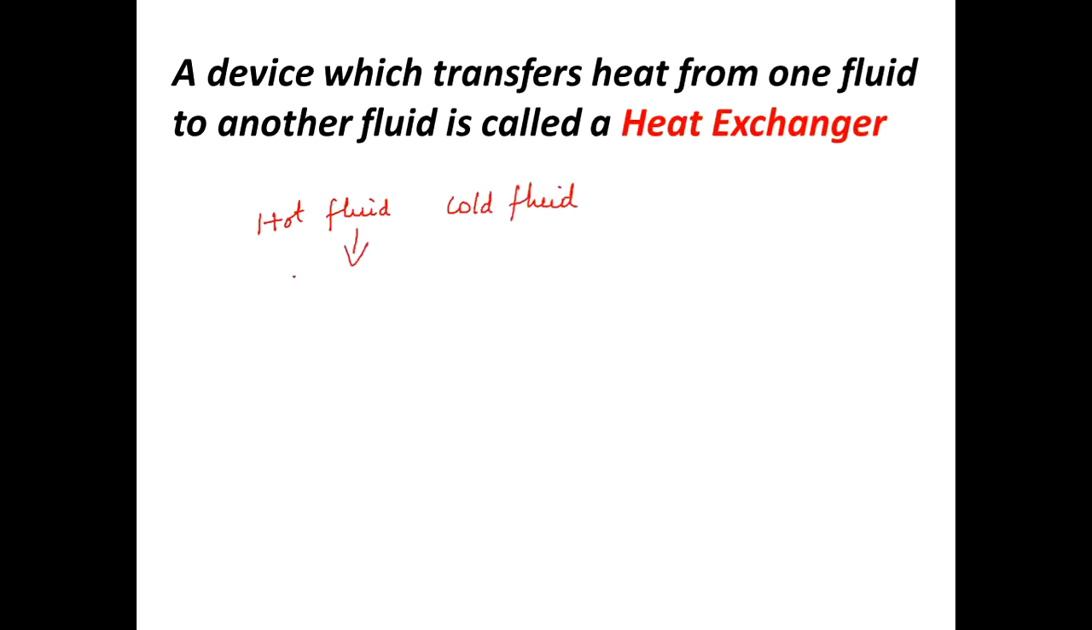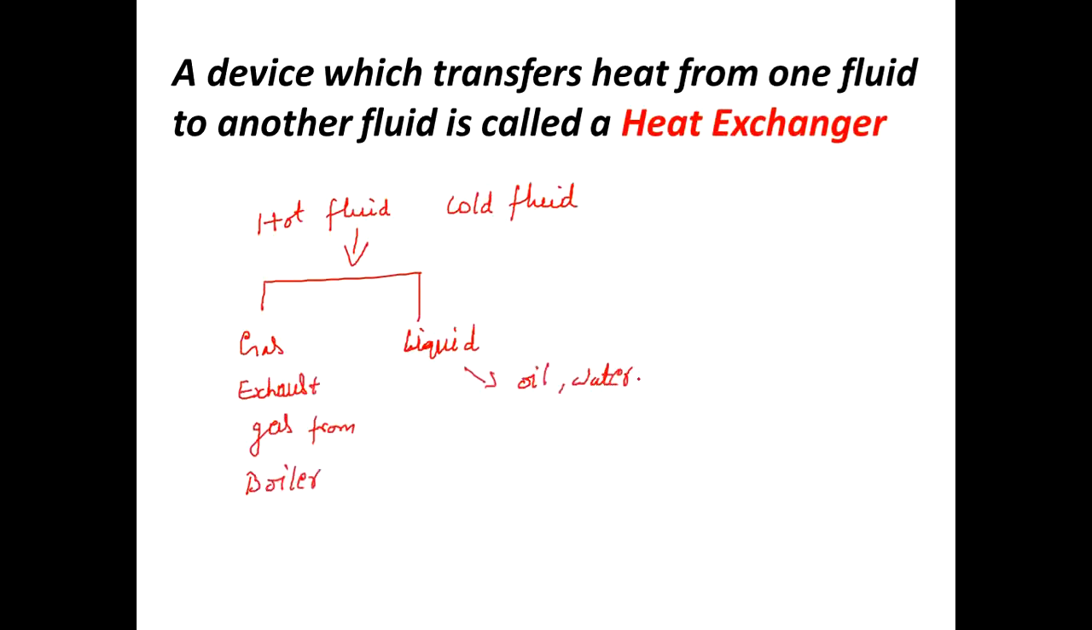The fluids are in two phases, a gas and a liquid phase. In the gas, examples are exhaust gas from a boiler, oil, water, etc. Here there will be a solid material in between the gas and the liquid, therefore heat will be transferred between the hot fluid and the cold fluid. This is the typical picture of the heat exchanger.